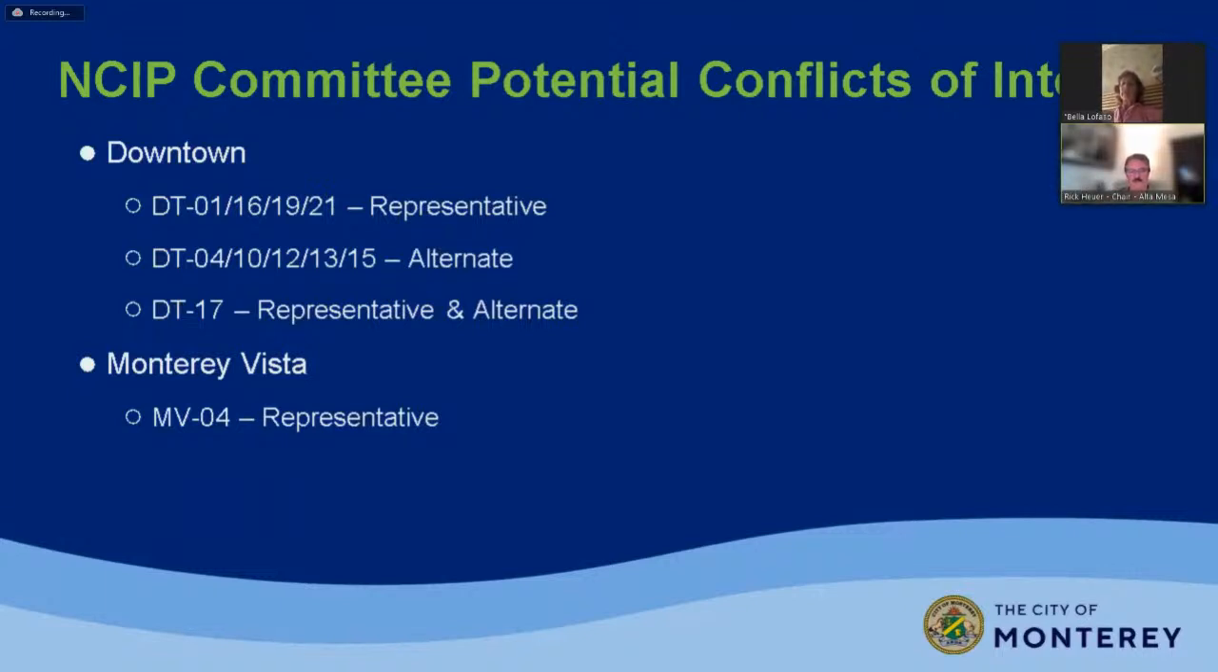Monterey Vista. Yes, the Via Paraiso Park is almost 4 blocks away, and you have to go outside to even hear the pickleball. So I don't think it'll affect my property value. Okay.